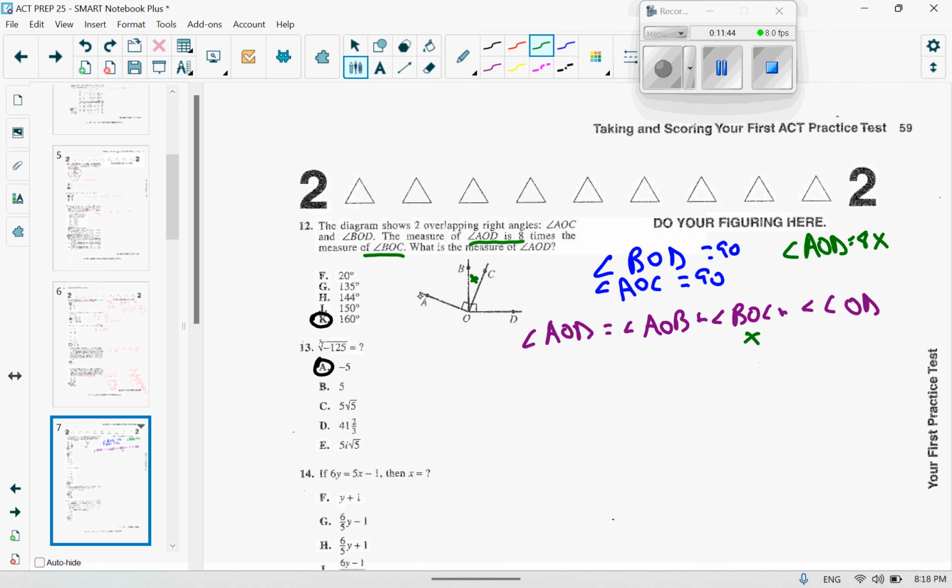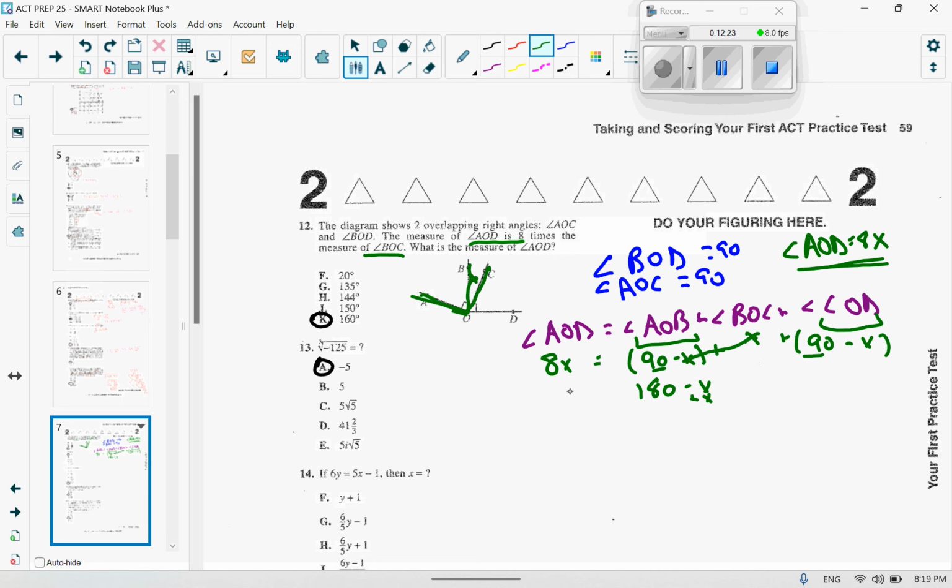Now, if I look at angle AOB, that is just AOC minus this BC. And AOC is a right angle, so I know that this has to be 90 minus X. And following the same logic, COD is the same thing. And because AOD is 8X, I'm going to fill in 8X over there. Simplify, this turns into 180 minus X. 90 plus 90 is 180. Negative X plus X cancel, so I'm just left with negative X there.